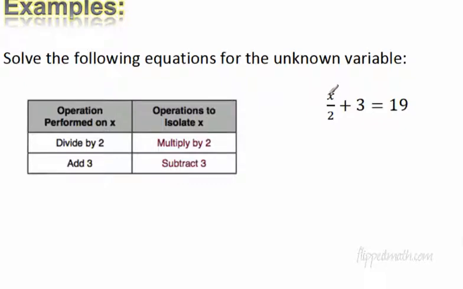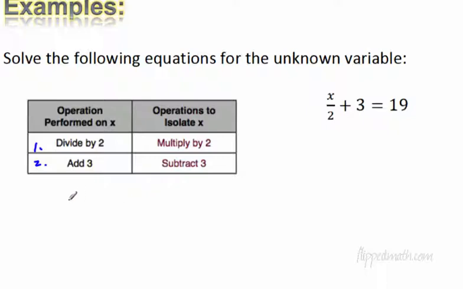The first thing that we do to x in this equation was we divided by 2. And then we added 3. So you can see those two different rows right here. First we divided by 2, then we added 3. If we want to work backwards and figure out what x was before we started this whole process, we have to undo the last step. The last step was adding 3. We need to undo that by subtracting 3.